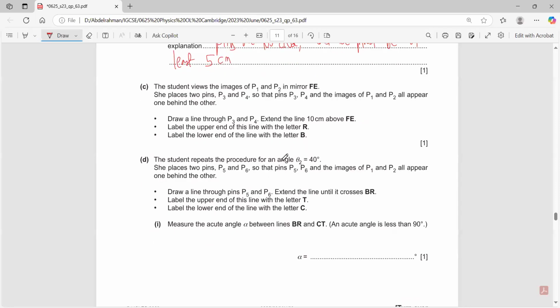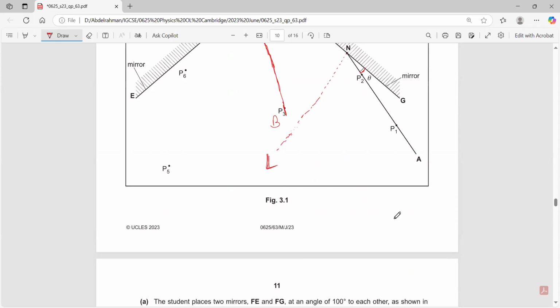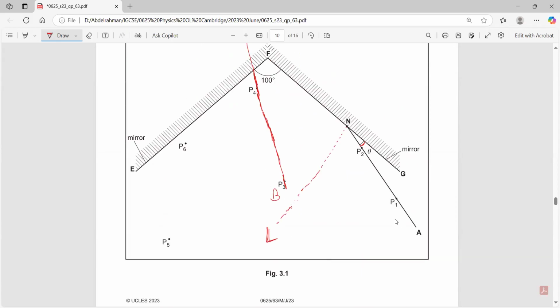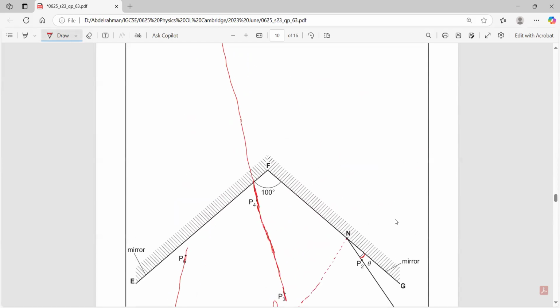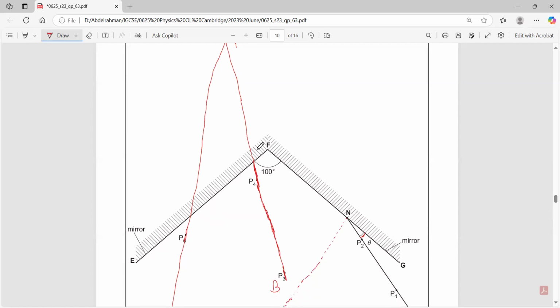She repeats the experiment, theta 2. Draw the line P5 and P6 until it reaches BR. Upper end T, lower end C. So P5 and P6 all the way until they reach BR. Again, you're using your ruler, so this has to be a straight line. Let me remove this and draw it again. The upper end is T, and the lower end is C. That's what he said.